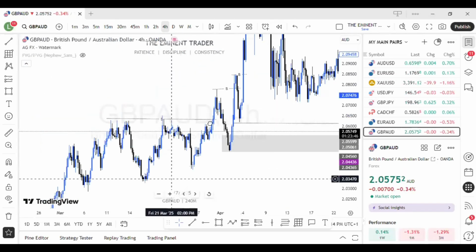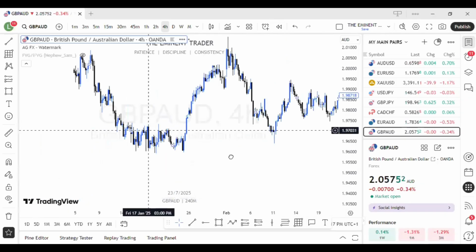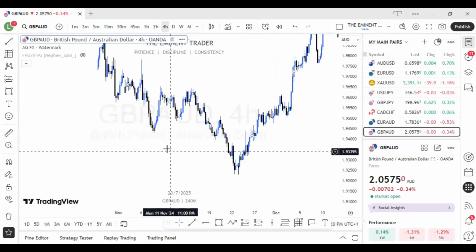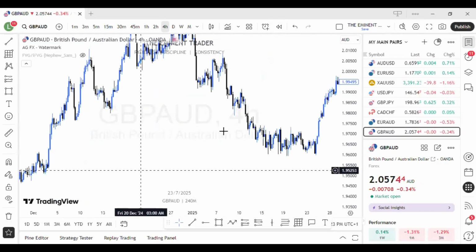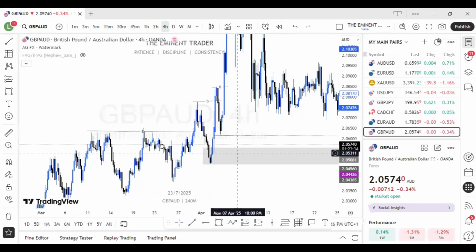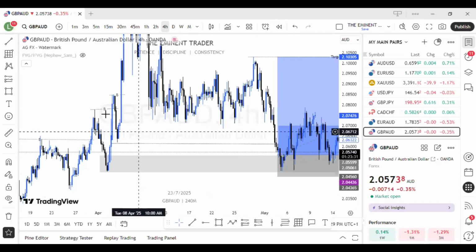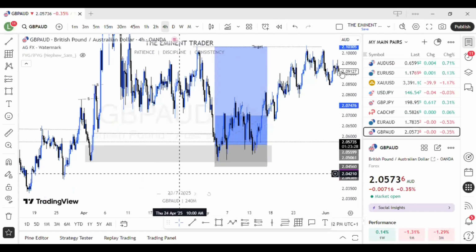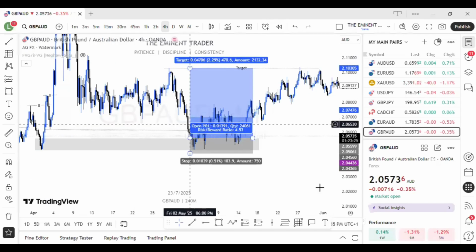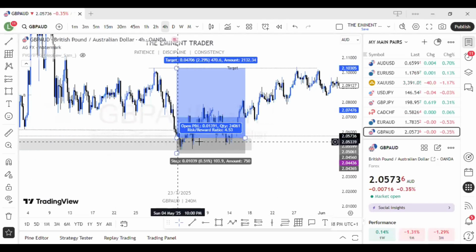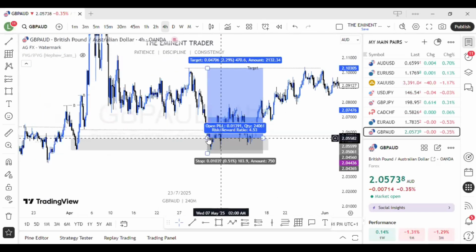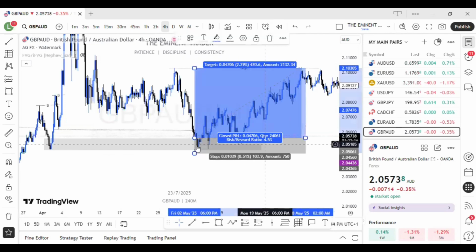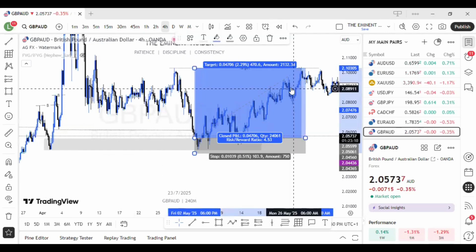GBPAUD was, let me see. So let me quickly show you everything again. Where did it go to? Okay. So this is what I was saying. You can see that this was very choppy because there was no sharp rejection, even though it eventually got to the target, but there was no sharp rejection because it was choppy. You can see how long it took. It took longer than the others.